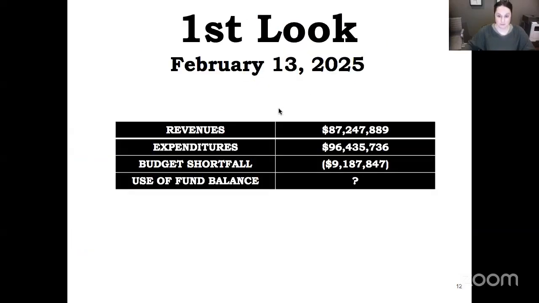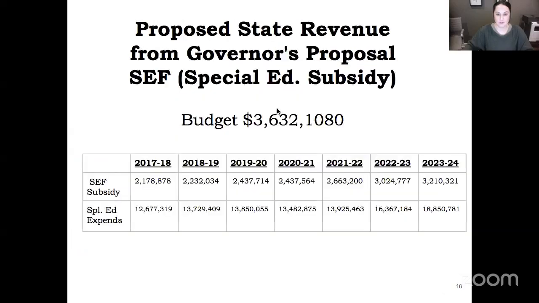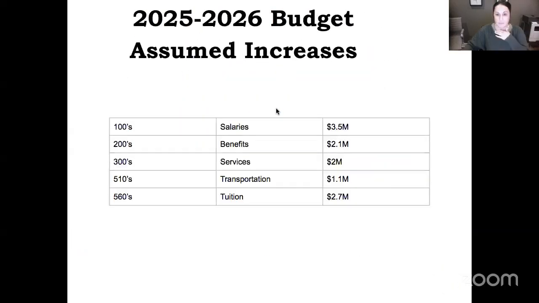So first look, we are short about $9 million. And if you recall the areas that we targeted, the areas where we really need to dive deep and see what kind of efficiencies we can make, these are all areas that are up a lot of money. So that pretty much explains the deficit.